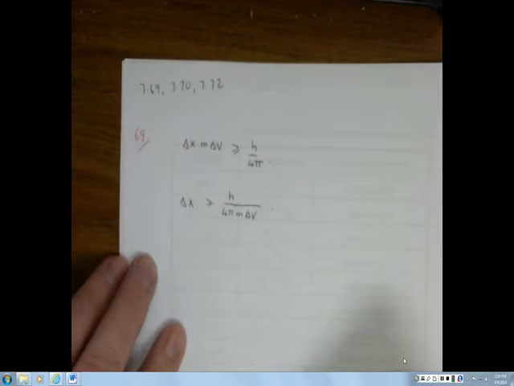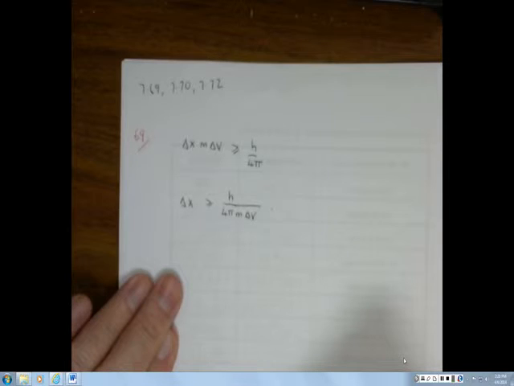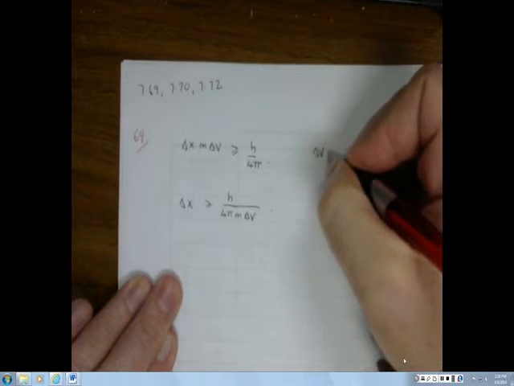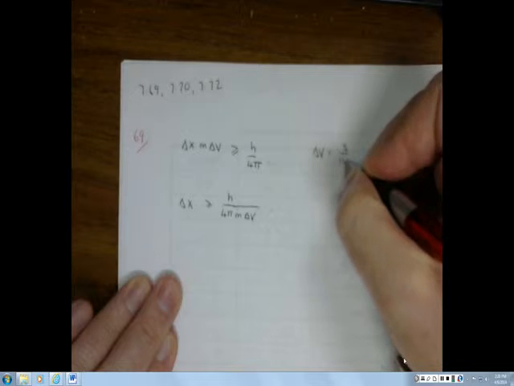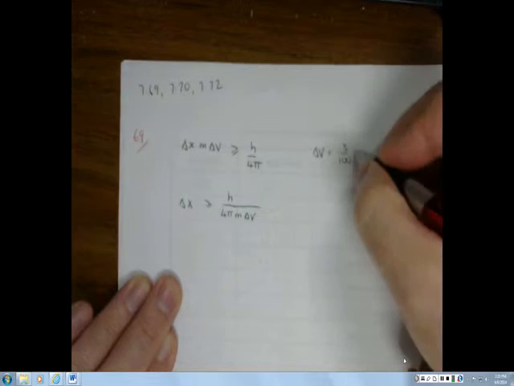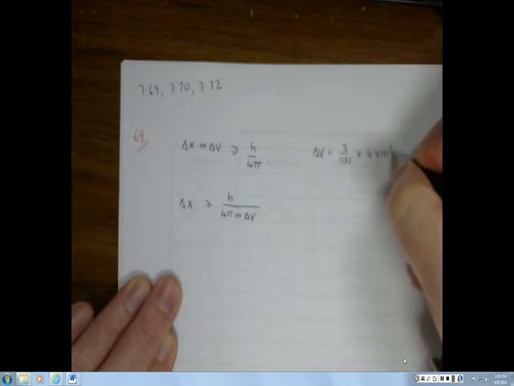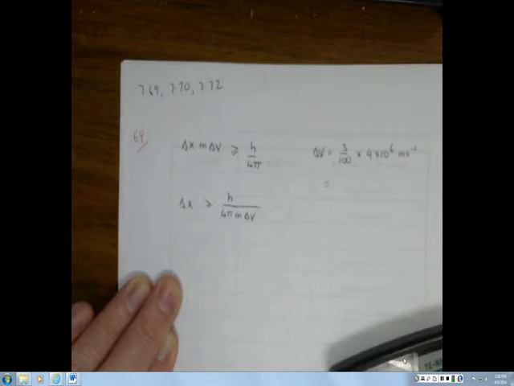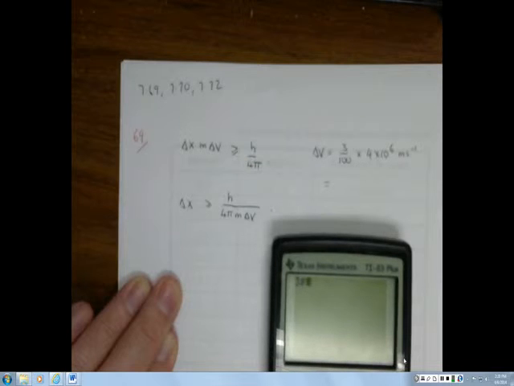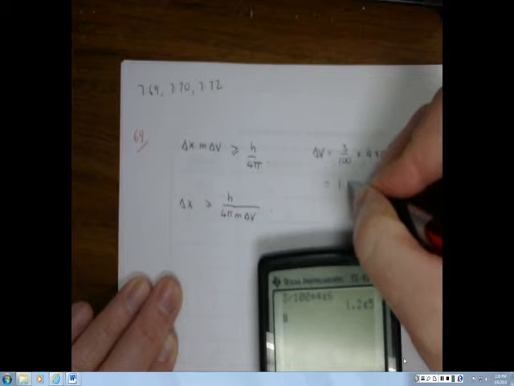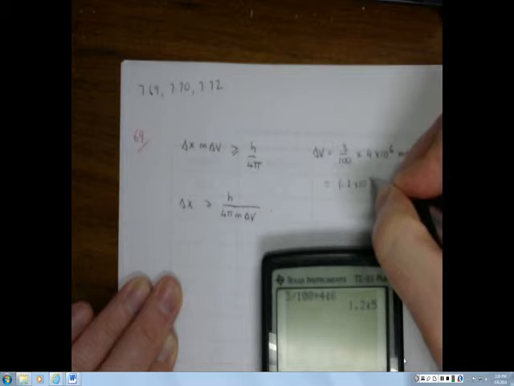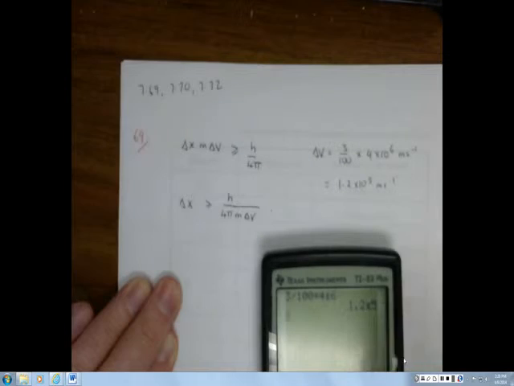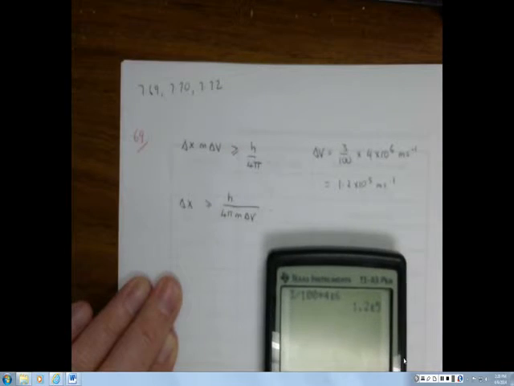The first is to figure out the uncertainty in the velocity, and it says that the uncertainty in the velocity is 3%, or 3 parts in 100 of the velocity, which is 4 by 10 to the 6 meters per second. So the uncertainty in the velocity is 3 divided by 100 times 4 by 10 to the 6. And it is 1.2 by 10 to the 5 meters per second. So that's our uncertainty in the velocity.